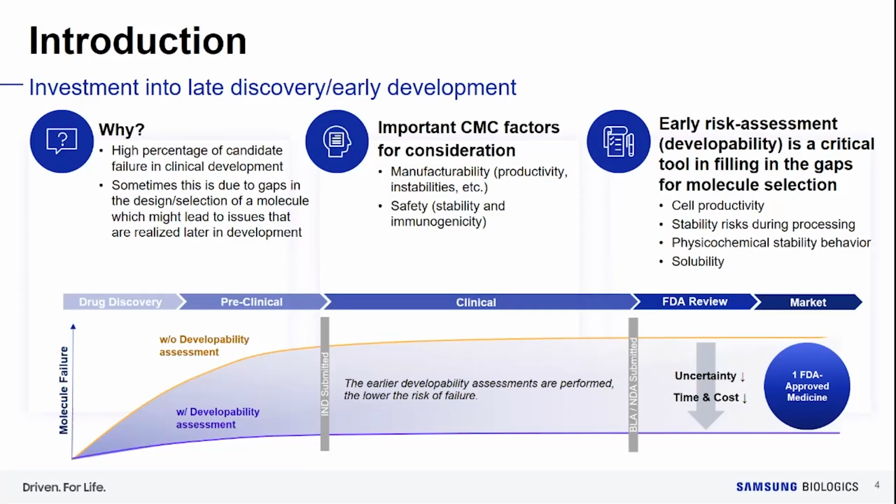So why invest into late discovery, early development? Well, we all know that there's a pretty high percentage of candidate failure in clinical development. Some aspects to consider that are critical are things such as manufacturability, safety, and stability. Therefore, it is very important to make sure that you select the molecule with the most developable properties by performing a developability assessment early. In other words, by selecting an appropriate molecule for development, this reduces the risk of failure during the development.